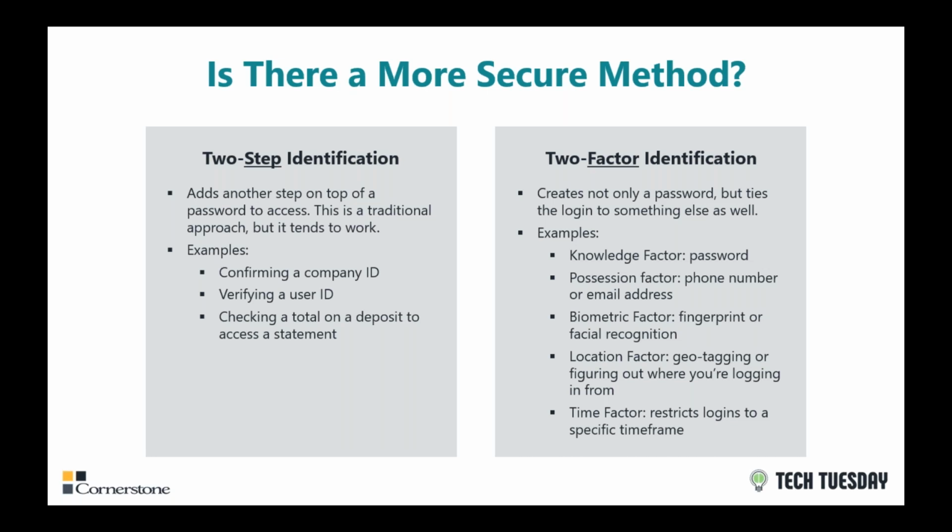And finally is a time factor. This would be something like when companies send out those emails with passcodes and say it'll expire in 5 minutes. That means that the password's only good for so long, and it's a good way to make sure that older emails aren't actually useful in logging in or accessing information.